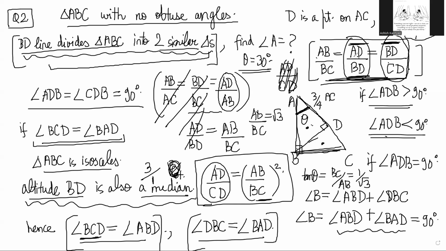So I just need to multiply this ratio with this ratio and cancel the BD, get AD by CD is AB by BC whole square. And AD by CD is 3. So the AB by BC ratio we have got as root 3.